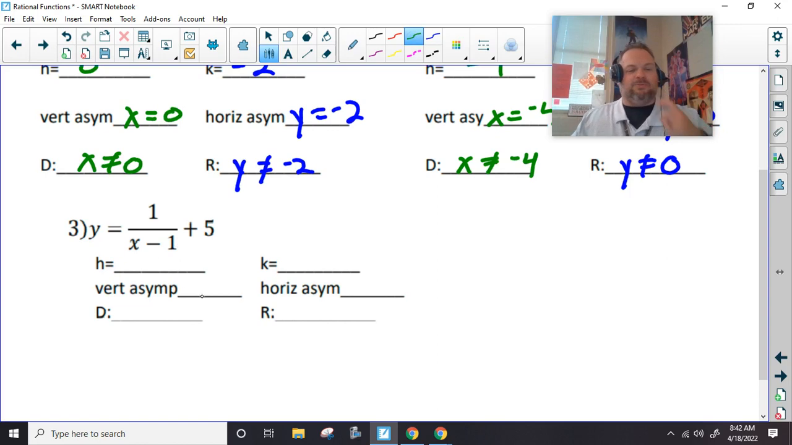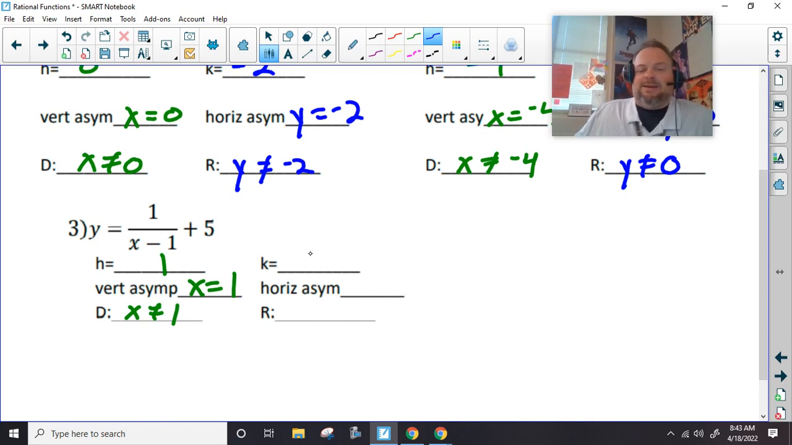All right. Number 3. What's our h value for number 3 right here? 1. That means we have a vertical asymptote at x equals 1. We have a domain of x not equal to 1. We have a k of 5, horizontal asymptote at y equals 5 and a range at y not equal to 5.